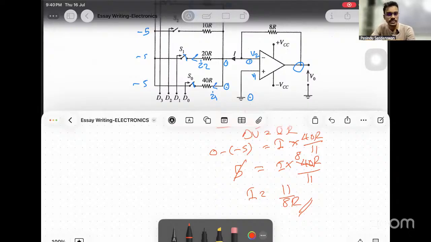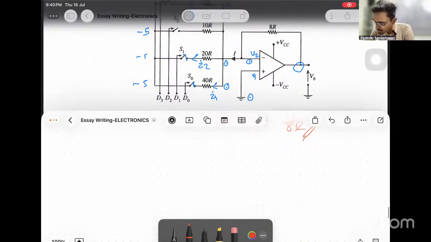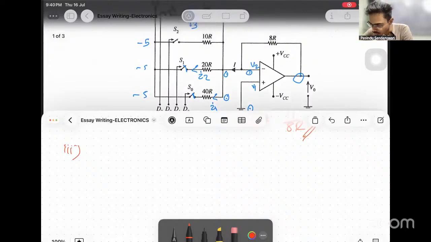Next, calculate the output voltage V out when a set of voltages 5, 5, 5, 5 is applied simultaneously to operate the switches. If all are 5, it means all switches are on. If all switches are on, all resistors are going to function now, and the equivalent changes again.